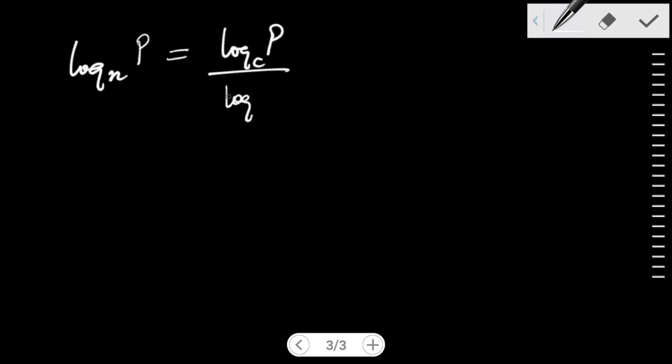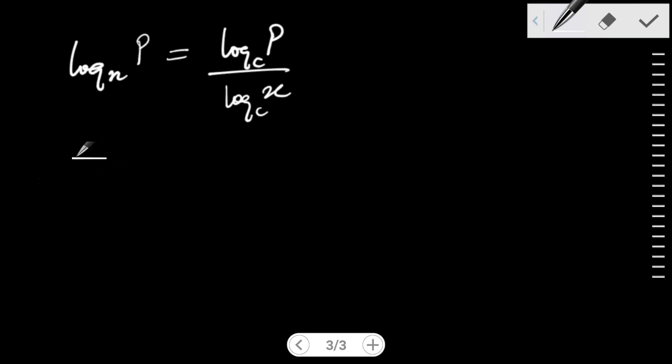Suppose you have log_x p. This would be equal to log_c p over log_c x.